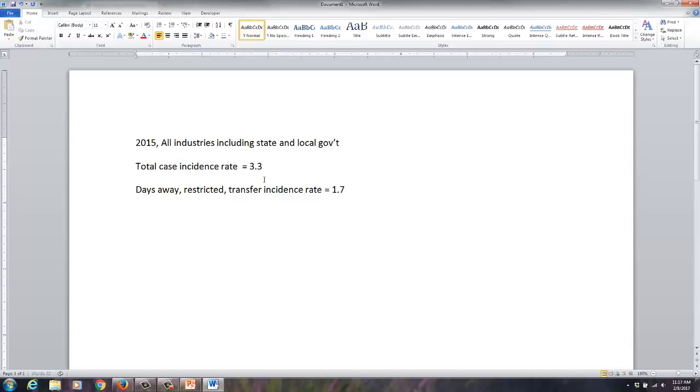And just so we start getting the taxonomy down, that's how I use it. Some people call it DART rate, somebody calls it just total case rate. People change it around, but that's really what it's broken down to, and I think the Bureau of Labor Statistics report agrees with me. So we've got 3.3, 1.7.